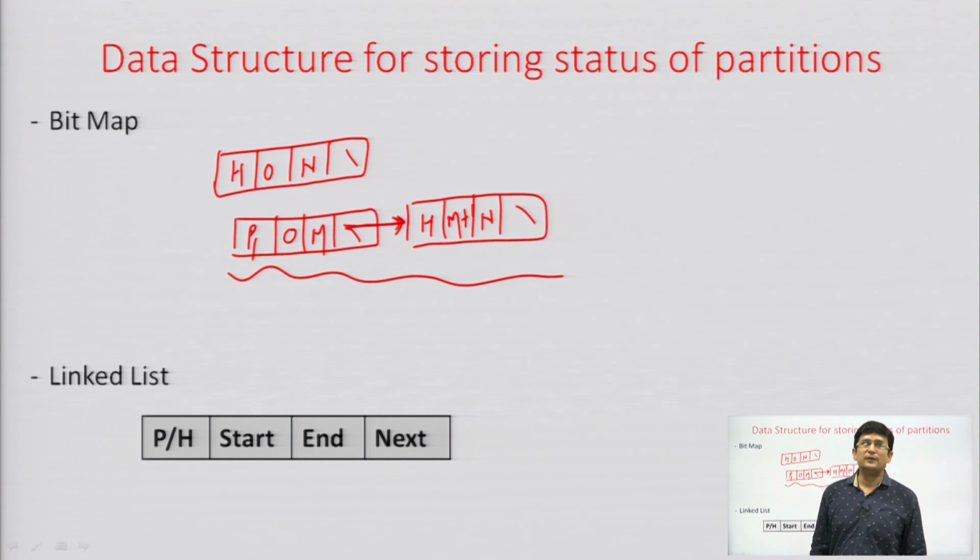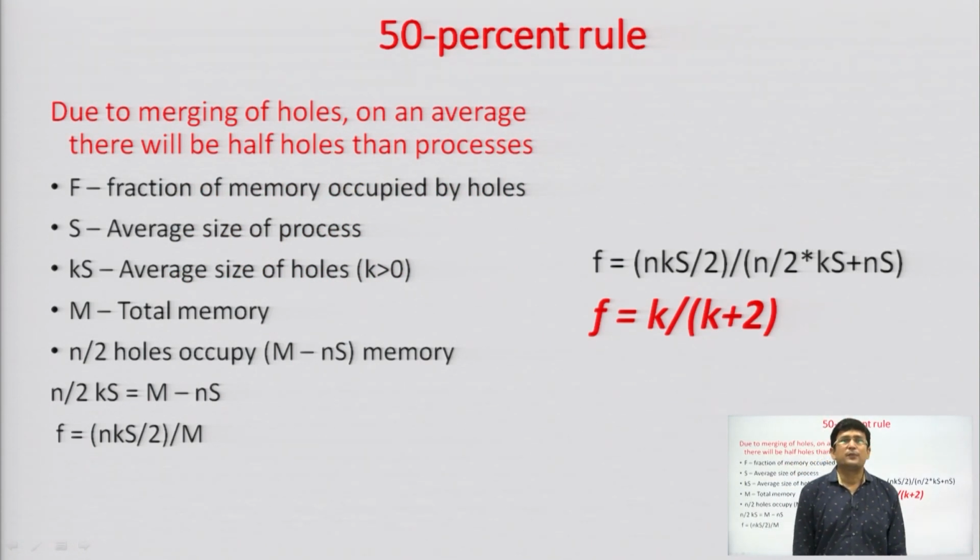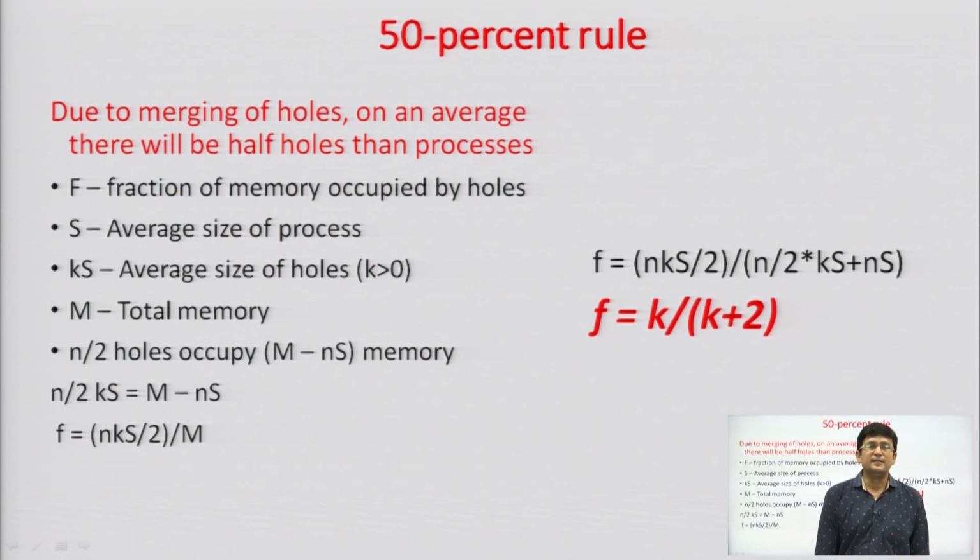So, very few linked list nodes will be created, or you can say as many nodes will be created as the number of processes plus the number of holes. So, this will be very few as compared to the lot of memory we were using in the bitmaps. Now, it is also said that on an average there will be half as many holes as processes. What we are doing is that the contiguous holes will be merged with each other.